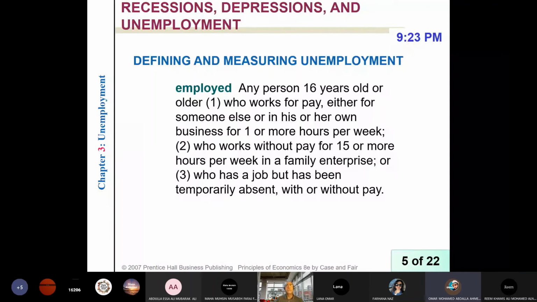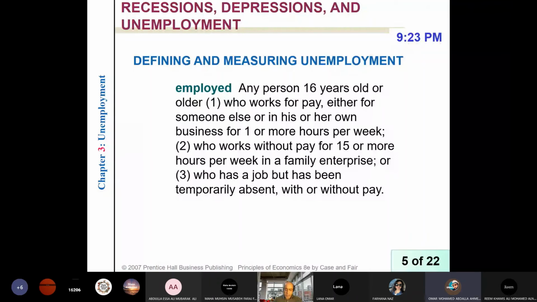Defining and measuring unemployment. Employed: any person 16 years old or older, one, who works for pay, either for someone else or in his or her own business, for one or more hours per week; two, who works without pay for 15 or more hours per week in a family business; or three, who has a job but has been temporarily absent with or without pay.